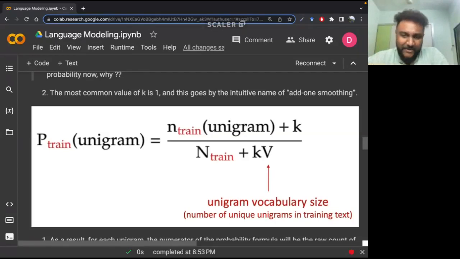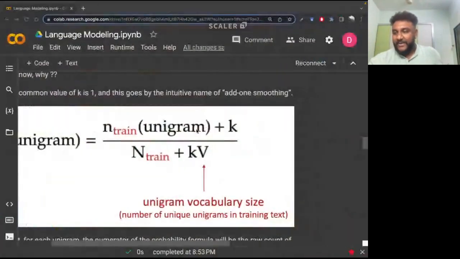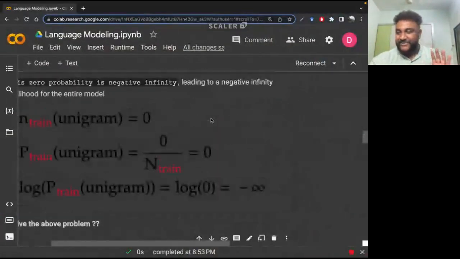The people who have not seen this before, can you tell me, is the intuition of this clear? The intuition is very simple. I'll just repeat the intuition for clarity's sake.